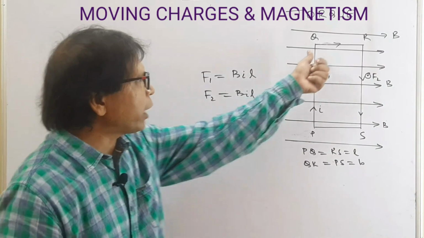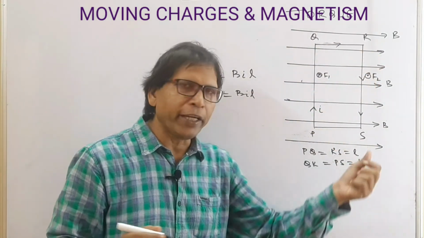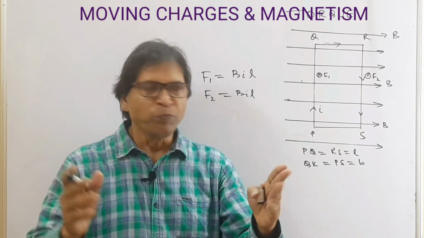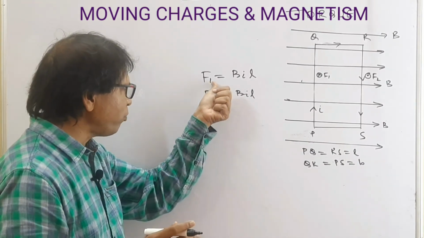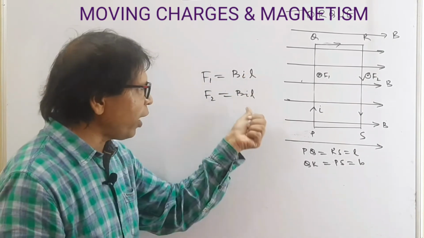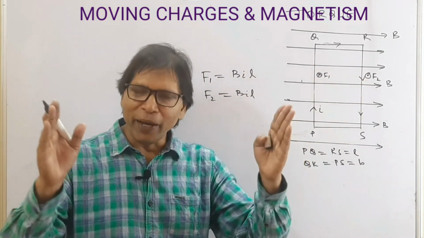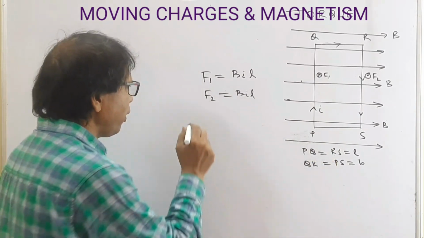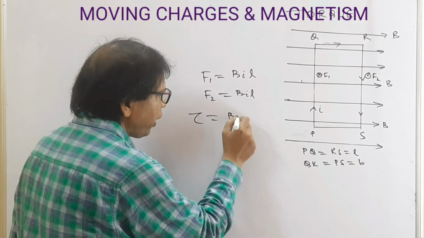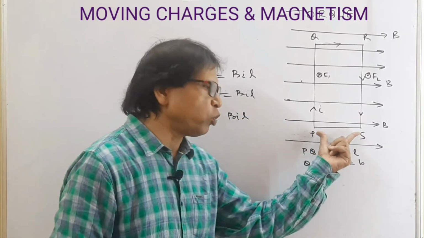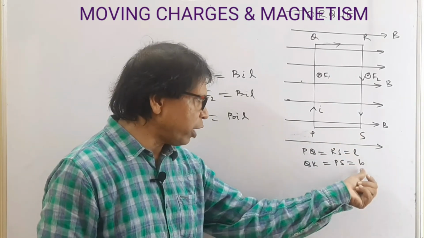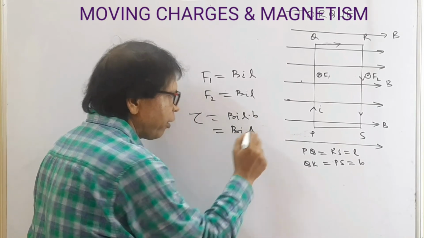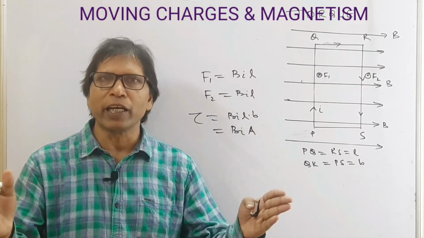Now the force experienced by QR and PS is 0 because they are parallel to the magnetic field. Now look at this, these forces F1 and F2 are equal, opposite and parallel, so they constitute a couple. The moment of the couple, tau, equals BIL into the distance between them. The distance between them is the breadth B. So this is BIA, which is the torque experienced by the coil.